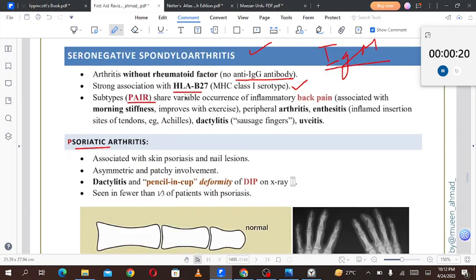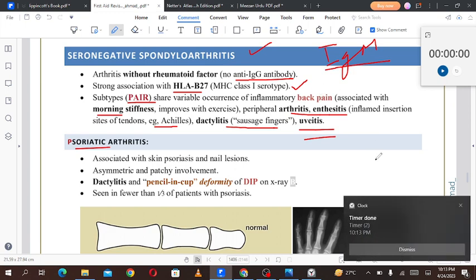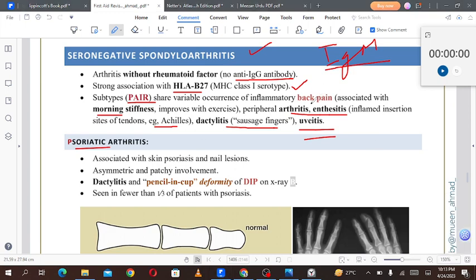So the subtypes share the variable occurrence of inflammatory back pain associated with morning stiffness improved with exercise, peripheral arthritis and enthesitis, which is inflamed insertion site of the tendons, for example the Achilles tendon, dactylitis, which is sausage fingers, and uveitis. Okay. So there is a variable occurrence of inflammatory symptoms which can be back pain, peripheral arthritis, enthesitis, dactylitis, and uveitis.